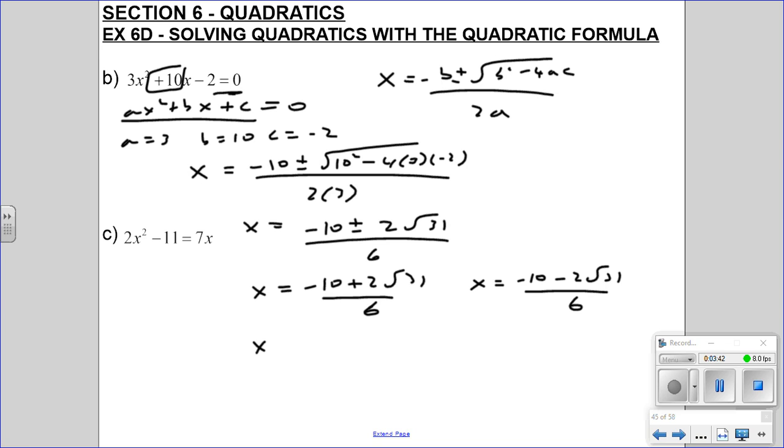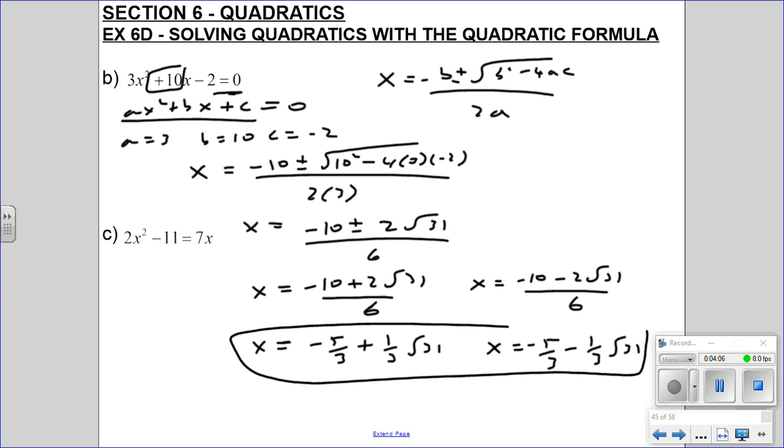But again, that can be simplified down. So it's minus 10 divided by 6. It's all over 6. That's minus 5 over 3. Plus 2 divided by 6 is 1 over 3, times root 31. And x equals minus 10 over 6, so minus 5 over 3, minus 2 over 6, so minus 1 over 3, root 31. And there's your two solutions. Cool. And then part C.